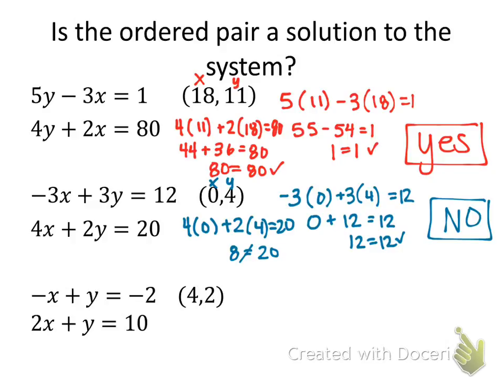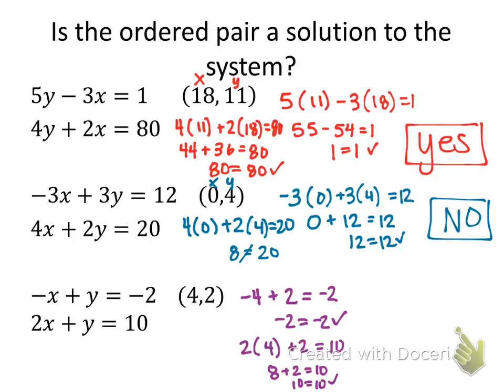Okay? Then your next problem, we have negative 4 plus 2 equals negative 2. Negative 2 equals negative 2. Checks out. Then we're going to do 2 times 4 plus 2 equals 10. 2 times 4 is 8. 8 plus 2, 10 does equal 10. So this checks out for both of them. So our answer is yes. So these are exactly how the first three problems on your test will look.